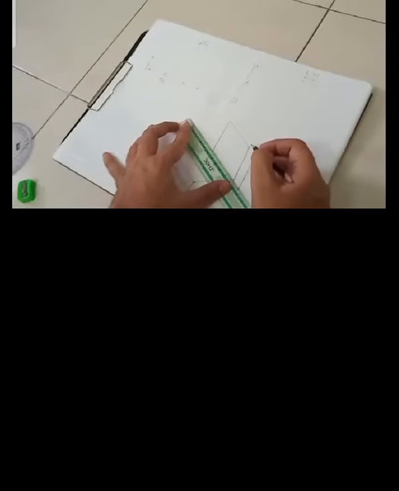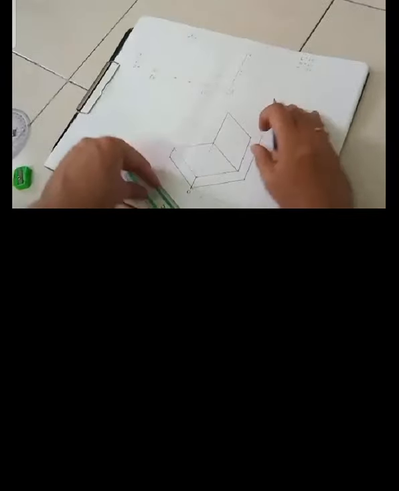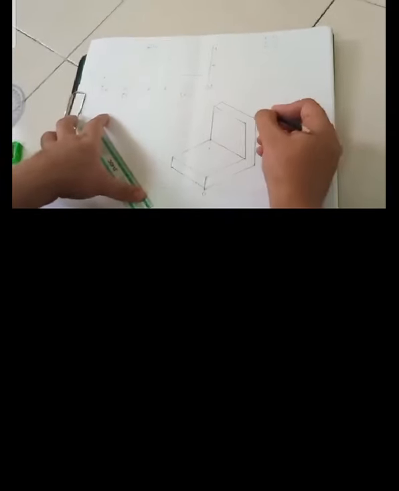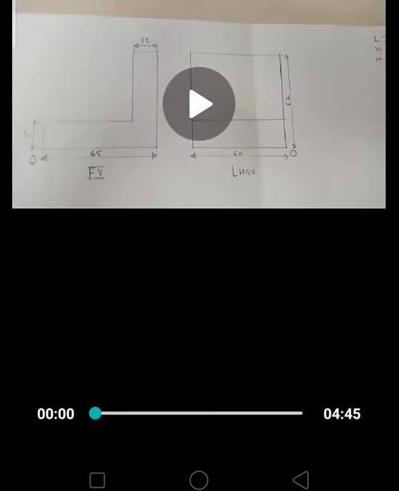See here, I am doing nothing special. I am just going on drawing parallel lines to each and every line. So this is the isometric view of the particular drawing. This is your final diagram. Okay, thank you.